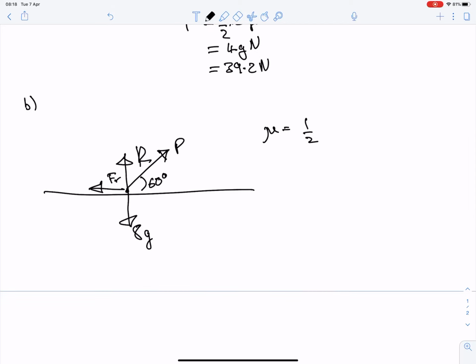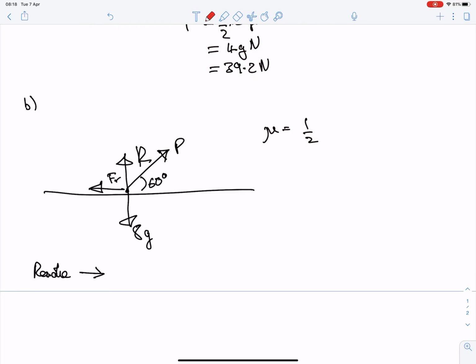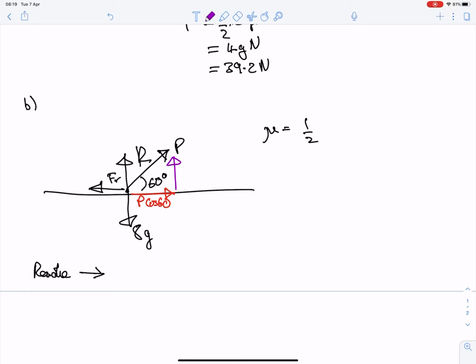Okay, so the approach is exactly the same. Resolve horizontally. Now this time we need to take a little bit more care with the forces because P isn't horizontal, so we've got to break it down into its components. So we've got P cos 60 adjacent to the angle, and P sine of 60, which is perpendicular to the plane, opposite the angle.